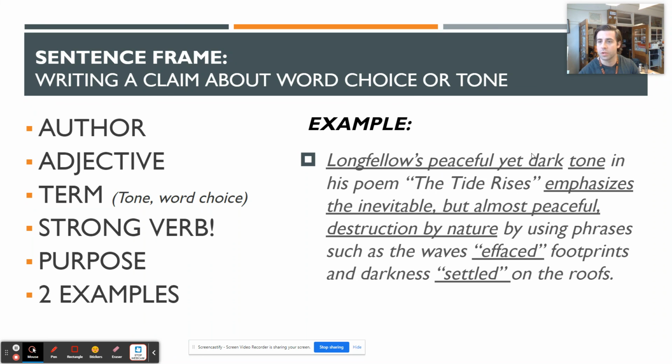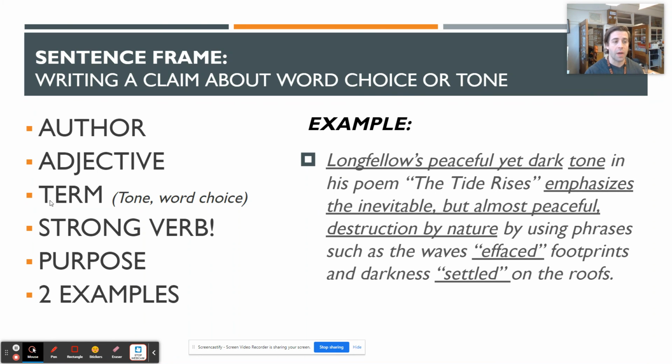Now I'm pulling two pieces of tones together. In his poem, The Tide Rises, he emphasizes this because I'm seeing these two words, right? Now I'm putting effaced and settled in comparison. Effaced is giving me that dark tone because it means to erase and wash out. And settled is that peaceful tone. So he's balancing this destructive but peaceful feel of nature in its natural elements.